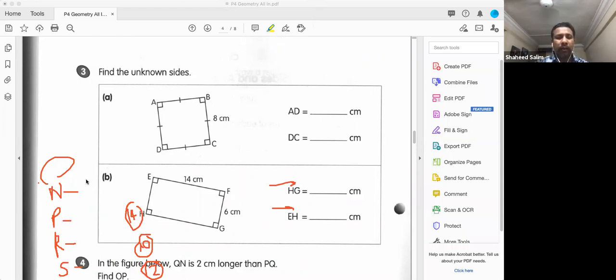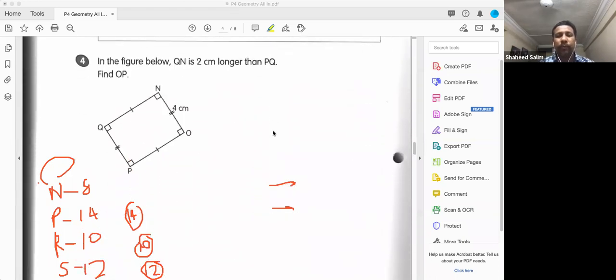So Neris now 8, Putra 14, Razik 10, Shafia 12. Please try your best. Remember, do your school proud. Okay, here we go. This one now is a 3-point question. Anyone who gets the answer correct, it's a 3-point question. Three-point question.